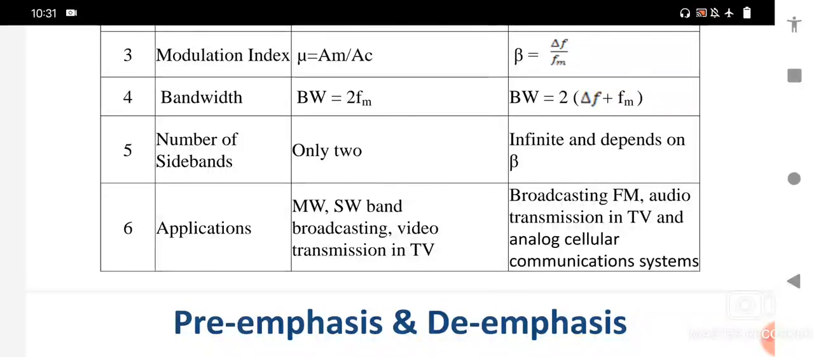And what are the applications in frequency modulation? The major applications of FM are FM broadcasting, audio transmission in TV, and analog cellular communication systems. These are some important applications of frequency modulation. These are the parameters we assumed to compare the two modulation techniques, and these are the comparisons between amplitude modulation and frequency modulation.